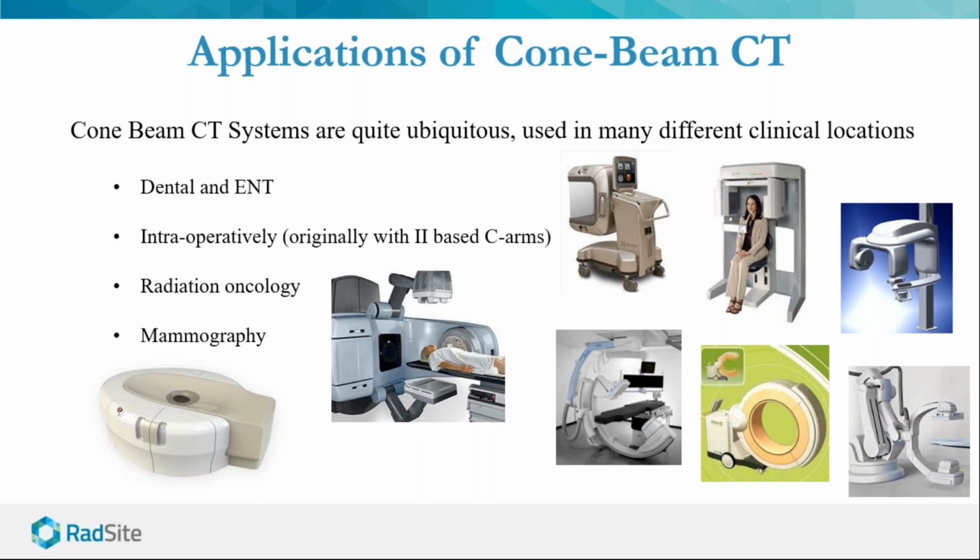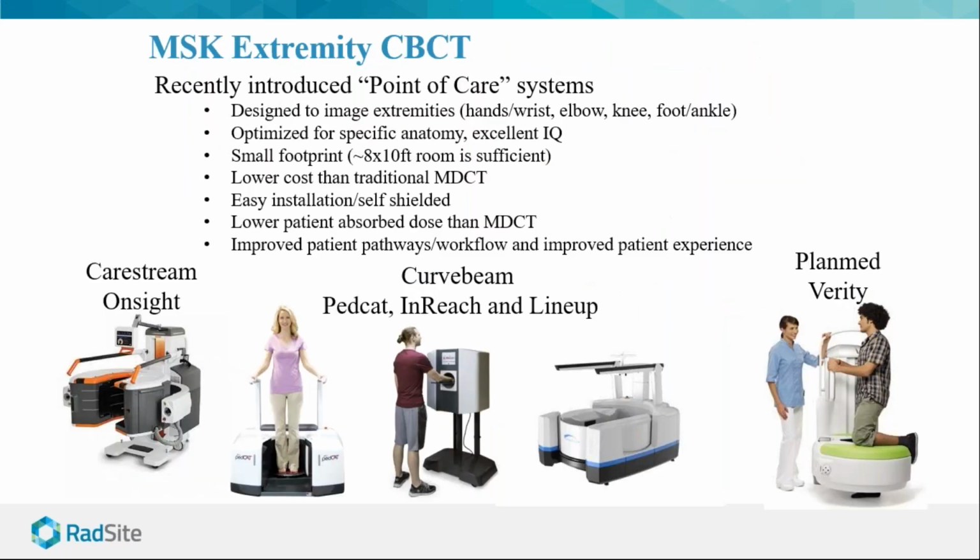Maybe not so much in the US, but certainly in other countries around the world. But the development today I was going to concentrate on is the introduction of extremity point of care systems. Typically, these are designed for use in office practices or smaller areas, not so much traditional radiation using facilities. They're designed, optimized for imaging of the extremities, such as hands, knees, and feet.